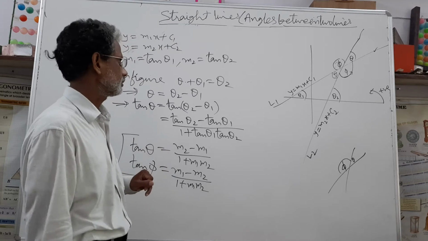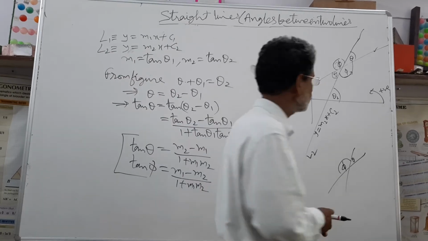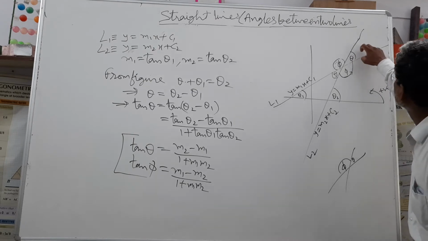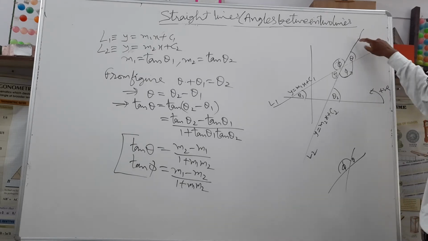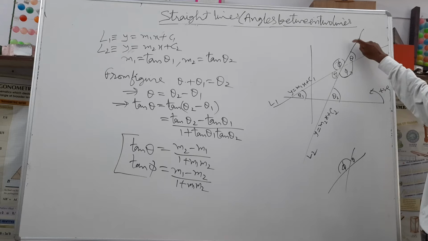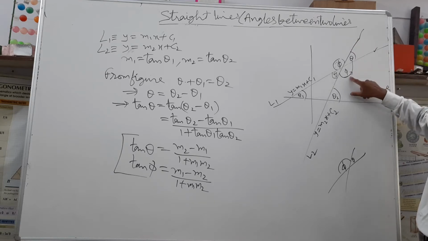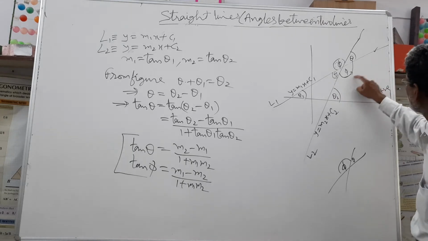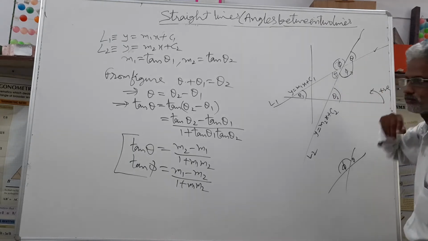Remember this thing, which angle is to be determined. For theta, slope of this minus slope of this, because this is the second line. And for this angle, slope of this minus slope of this, because this is the second line. Travel in positive rotation.